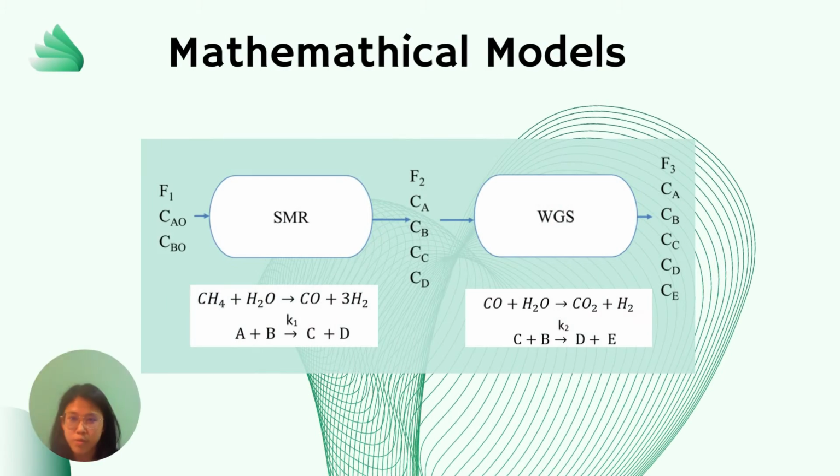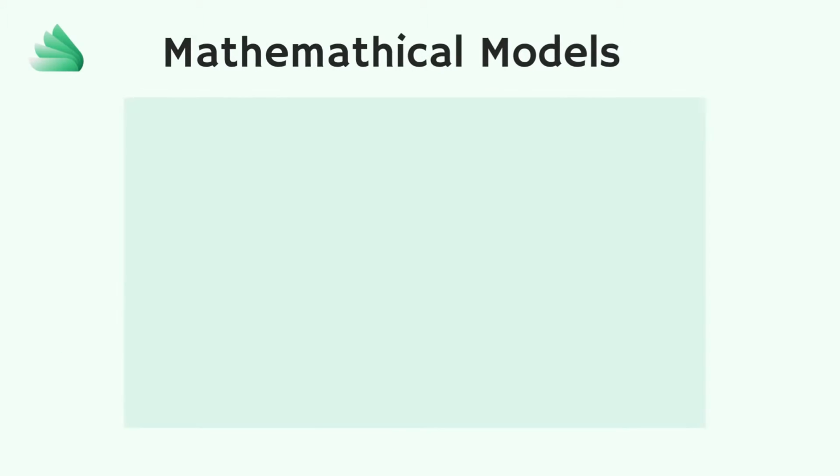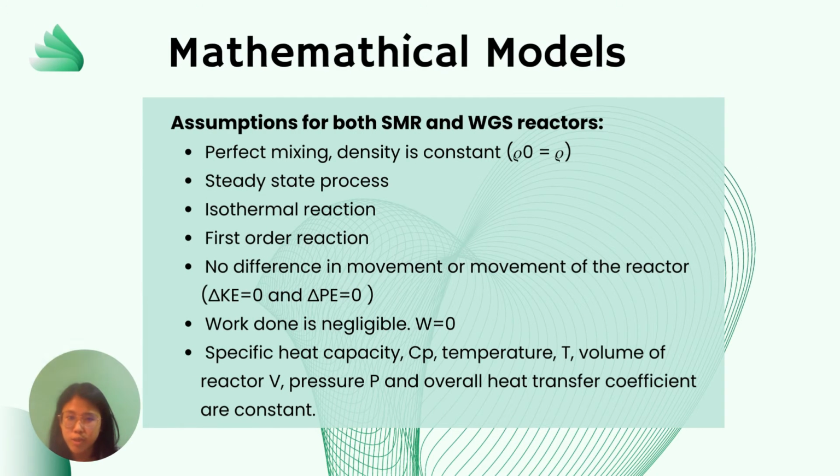This is a simplified version of the process flow diagram for SMR and WGS unit. Two reactions are involved in the entire process. The first reaction occurs in the first plug flow reactor and is followed by the second reaction in the second plug flow reactor in series. Before developing the mathematical models, a few assumptions should be made to simplify the calculation. All the assumptions made are shown in this slide.